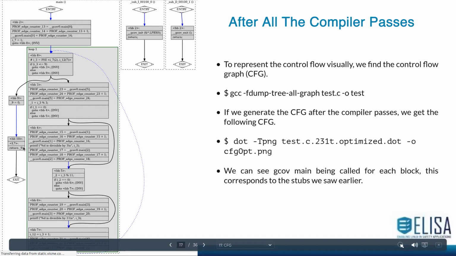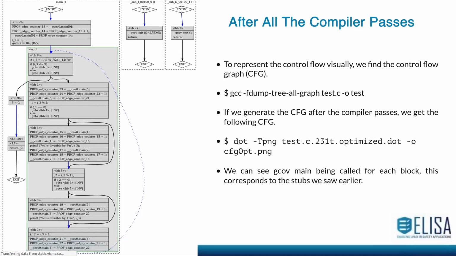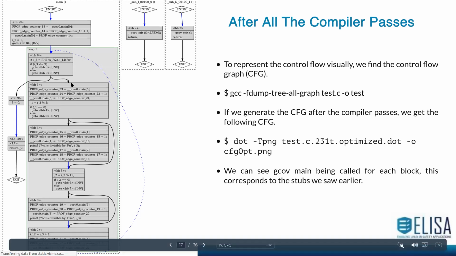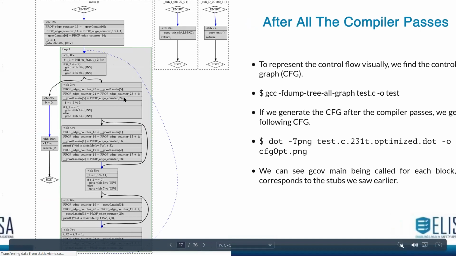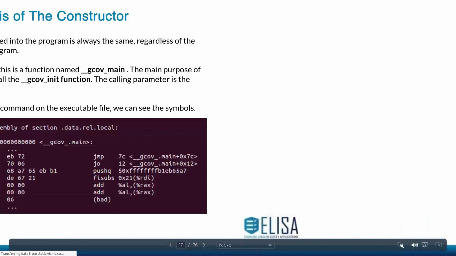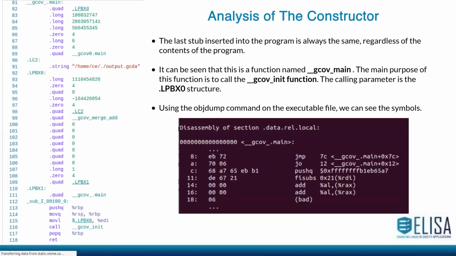You can see the various branches. BB stands for basic block, and you can basically see how the program is iterating and moving through the different blocks. And you can see for each and every basic block, gcov main is called separately, and for each and every statement it's called separately. So this data structure has several different numbers.